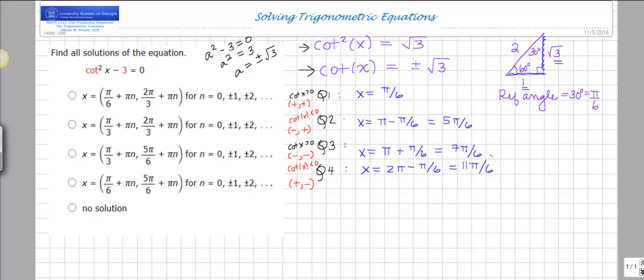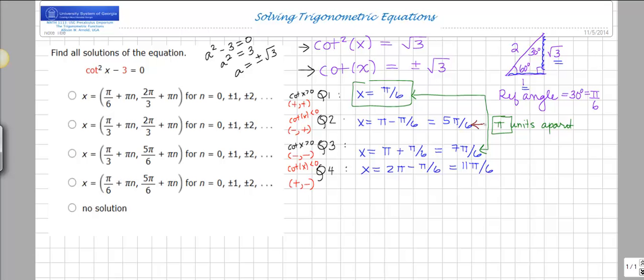Now look at the differences between where cotangent is positive. It's positive in quadrant 1 and in quadrant 3. Those are pi units apart. So really, to generate all the quadrant 1 and 3 solutions, I just need to take the one in quadrant 1 and repeatedly add pi.